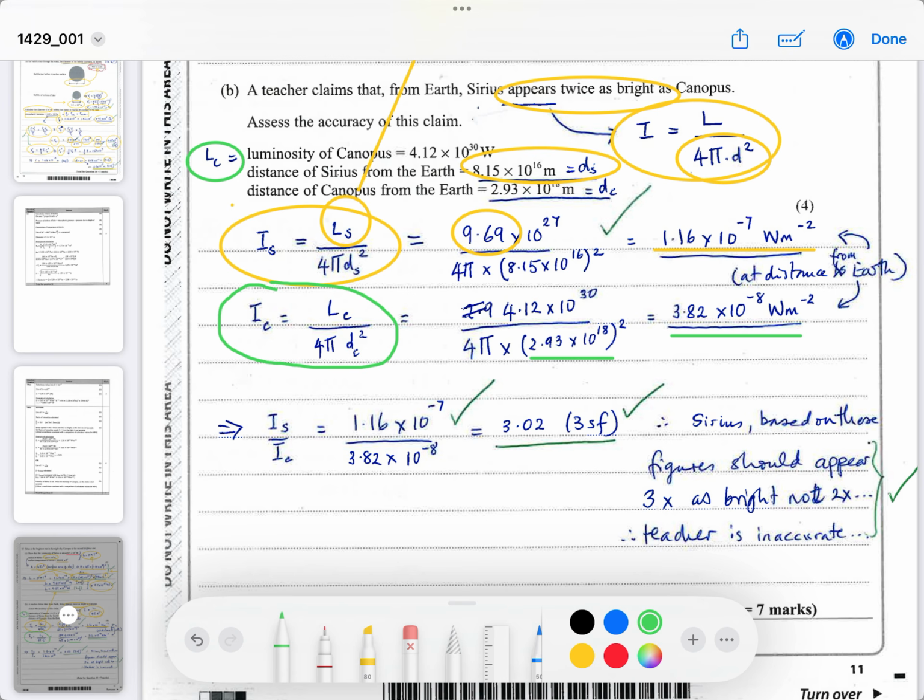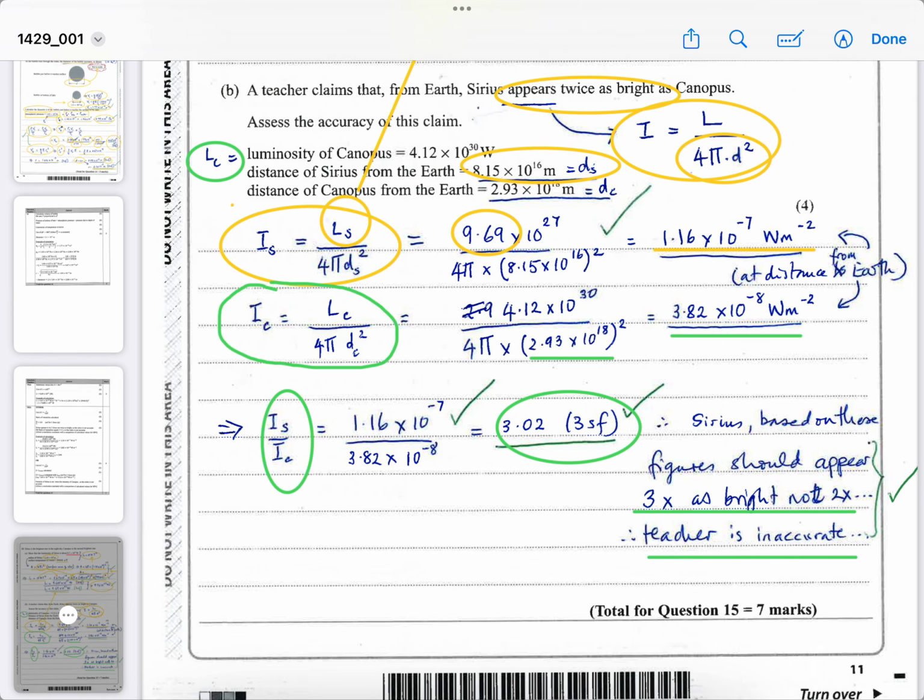You then divide one by the other to find the ratio, put the numbers in. To 3 significant figures, you'll get a ratio of 3.02. So based on these figures, Sirius should appear 3 times as bright, not 2 times. So the teacher wasn't 100% accurate, but who can blame the teacher? After all, they're the ones who are helping you. Okay, so that is question 15 done.